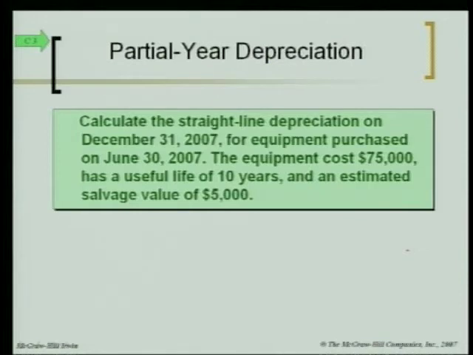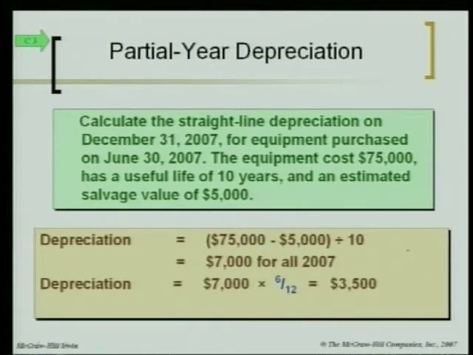However, that first year, how many months did we have it? 6. We had it for 6. Okay? So we would only depreciate $3,500 of that for the first year. And of course, that last year would be the same. Make sense? I think that's kind of common sense. I kind of wish they wouldn't have used June 30th.